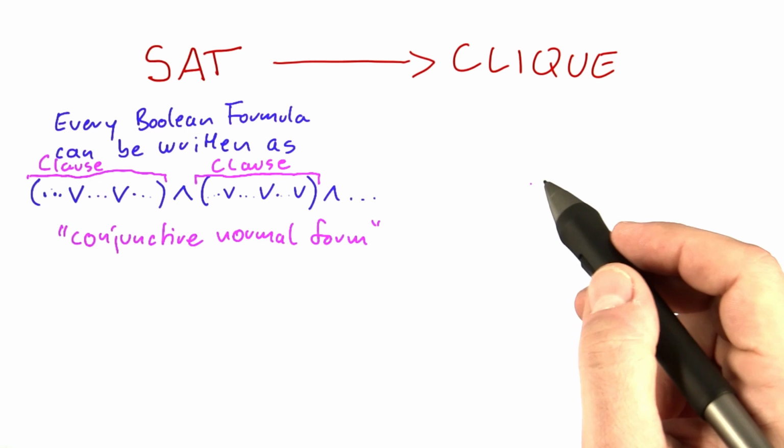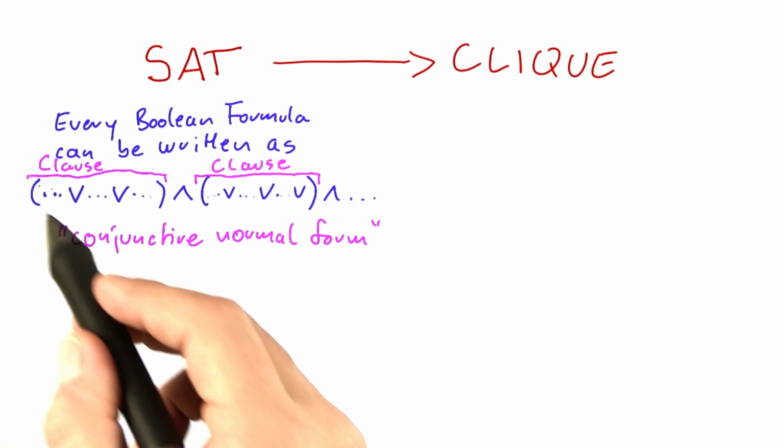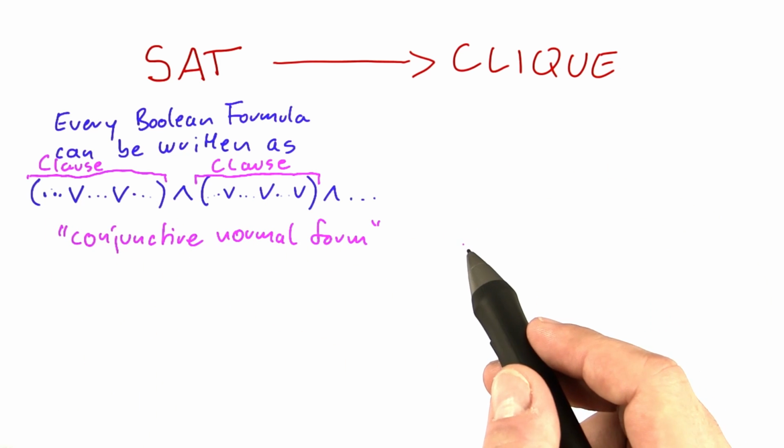Now, how are we going to transform this into Clique? So I'm just going to show you how to transform a Boolean formula that is written in this form into a graph, and then we'll discuss what this has to do with Clique.